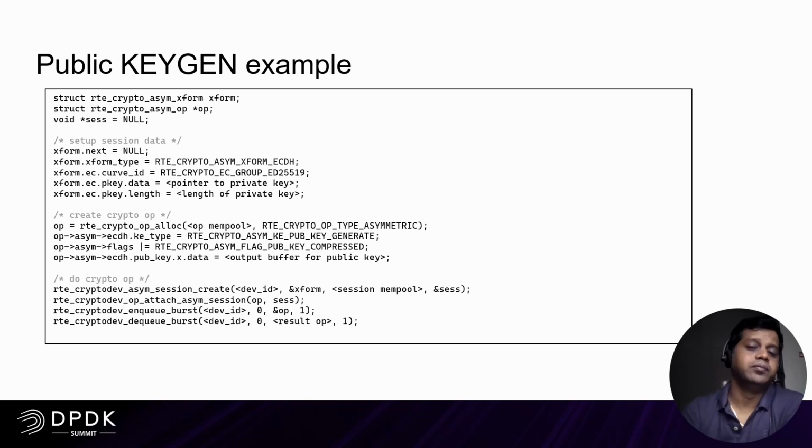Here is an example code of public key generation using EDDSA in DPDK. At first, session transform is created for Edward curve 25519. Then private key is given as the input parameter. Next, a crypto op object is created wherein key exchange type is set to pub_key_generate. Also, an asymmetric flag for compressed form of public key is included in crypto op. After enqueuing and dequeuing crypto op, the result crypto op will have the public key generated in its ECDH member, basically in the pub_key variable in it.